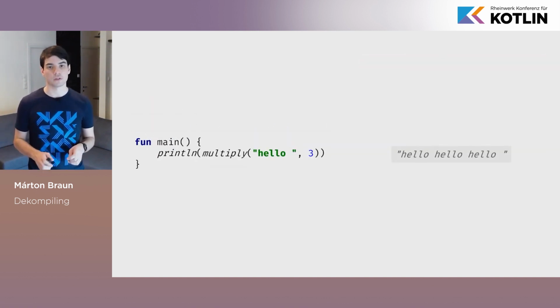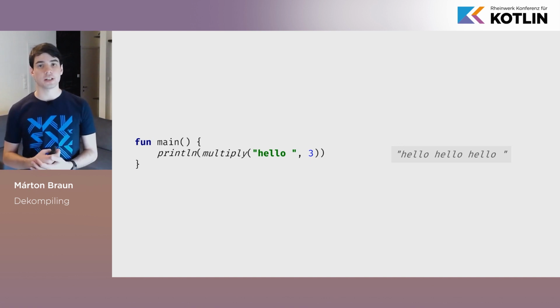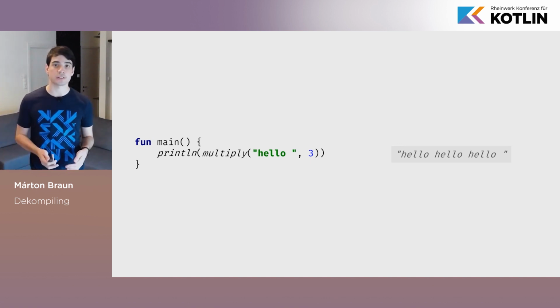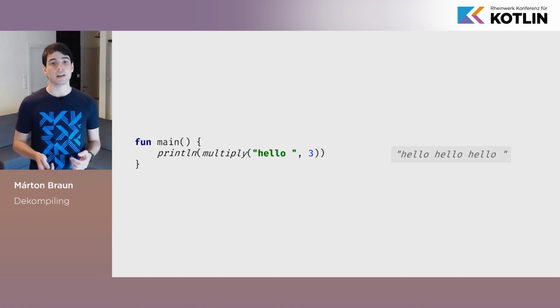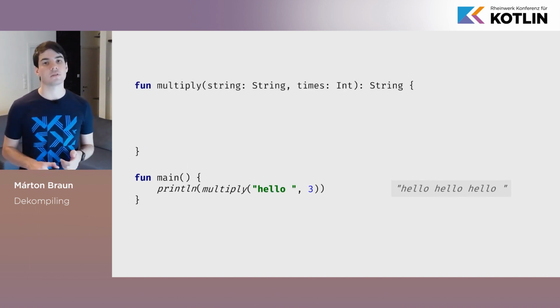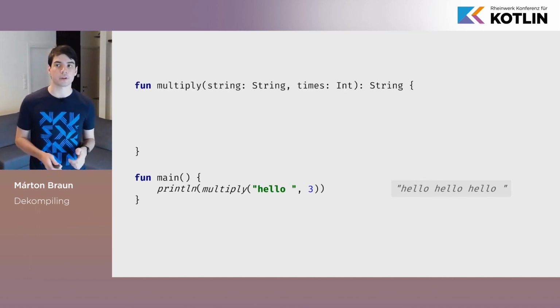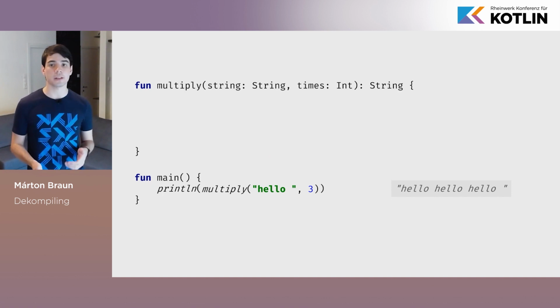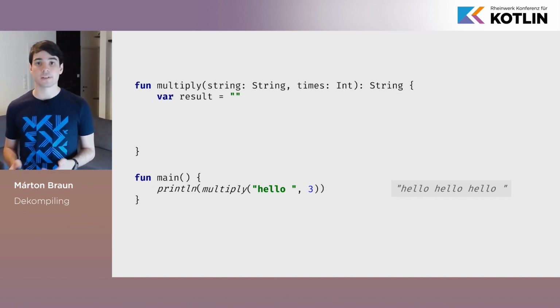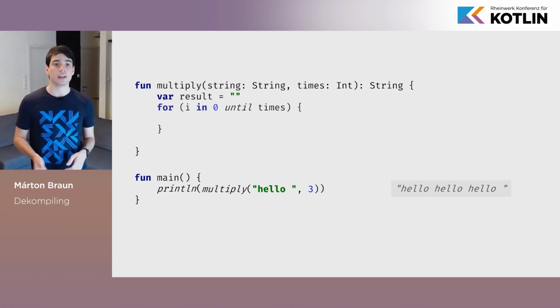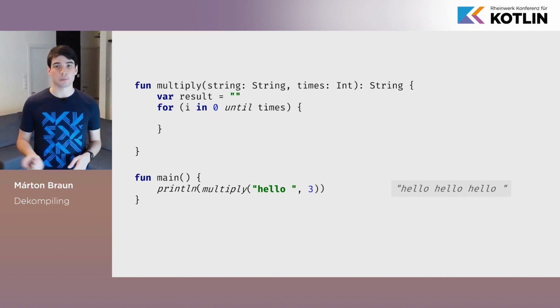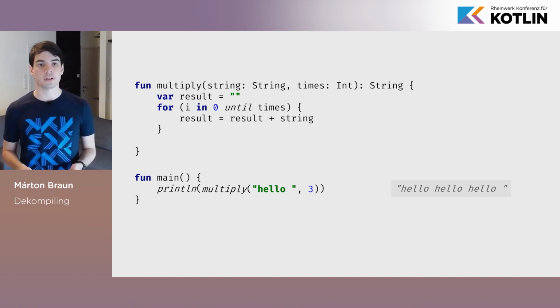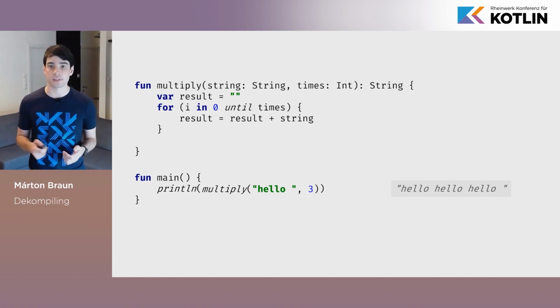All right, so we have this very simple function, and I assume that anyone watching this talk could implement a function like this. And I'm going to do that now. I'm going to start with the most straightforward implementation that I could come up with. I'm going to declare a string that's empty to start. Then I'm going to loop the given number of times. And in each loop, I'm going to concatenate the input string to the result string.